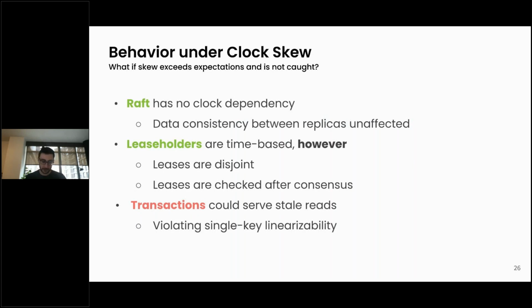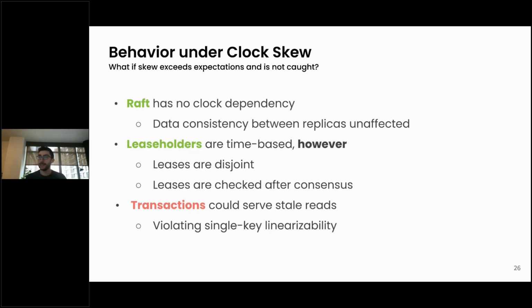When we're talking about clocks within a distributed system, it's useful to discuss what happens when clock expectations aren't held. What happens when a violation of clock synchronization is observed? In Cockroach, because Raft has no clock dependency, data consistency between replicas is unaffected. So you'll never get into a split brain state or some case where data is corrupted.